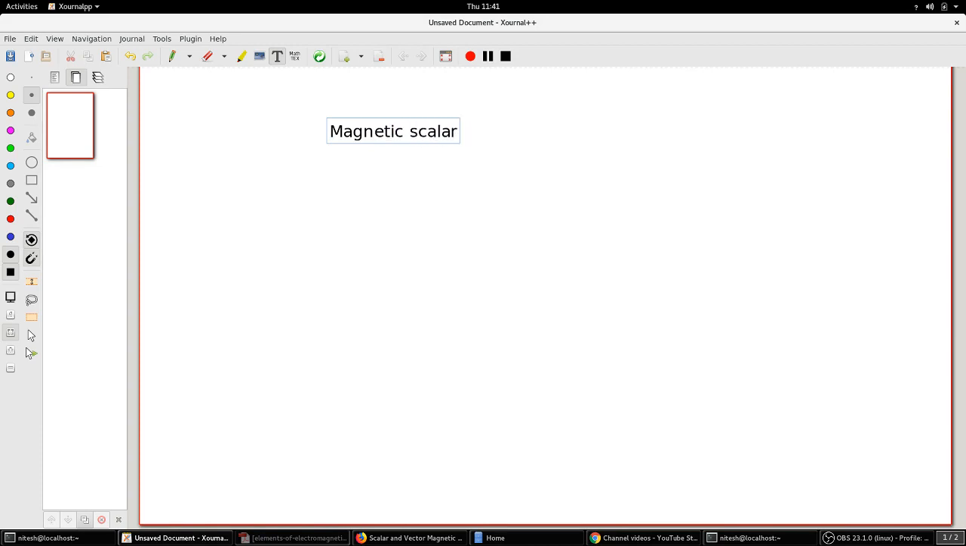Okay, so we will be taking up a new topic, which is magnetic scalar potential and vector potential.